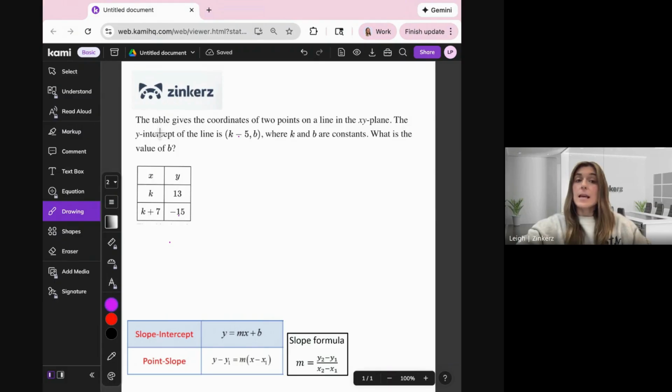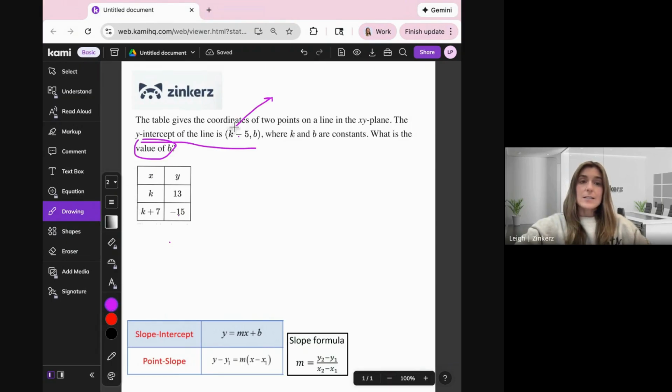This problem says the table gives the coordinates of 2 points on a line on the xy plane. The y-intercept of the line is (k minus 5, b), where k and b are constants. What is the value of b? And then they give us 2 points. There's a few different ways you can enter the problem.